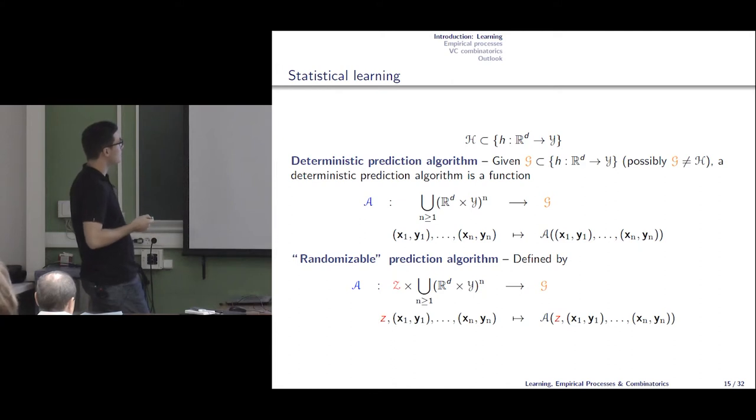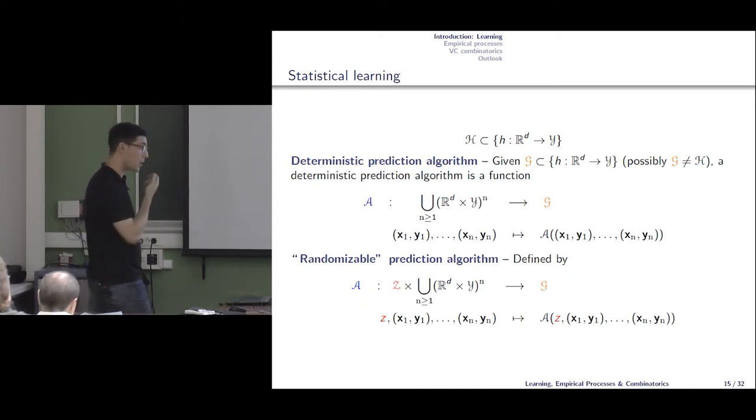What is called a deterministic prediction algorithm is a function that takes a family of points, and here the points x and y are deterministic, they don't need to be random. So to any collection of labeled observations, it associates a function in G. So this object denotes a function. It's not just a number, it's a function.